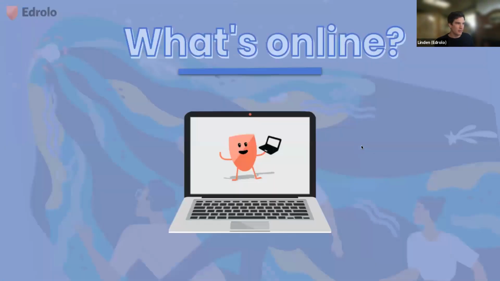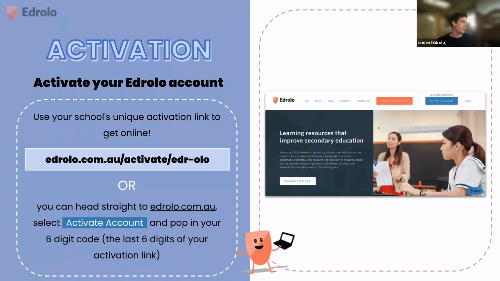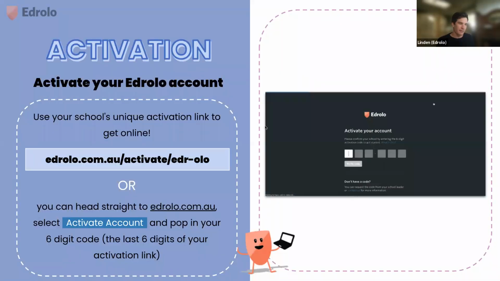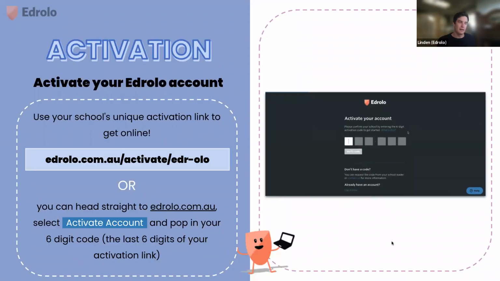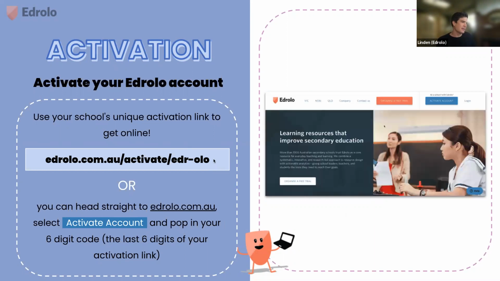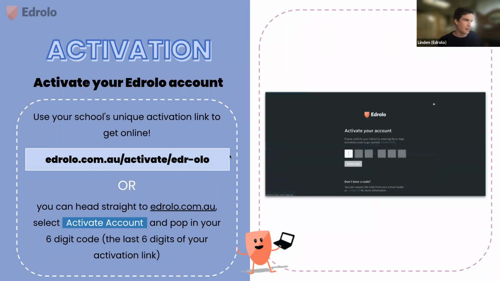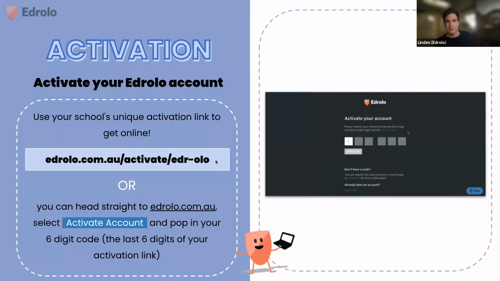So before we jump into the online component, I just want to double check. To use the online, you have to activate your Rollo account. So the activation process is the same as if you've got Rollo in year 11 and 12. You just need that link that's specific to your school. If you haven't been sent that via your Rollo coordinator at the school, just let me know here in the chat box and I'll follow that up with you after the webinar.